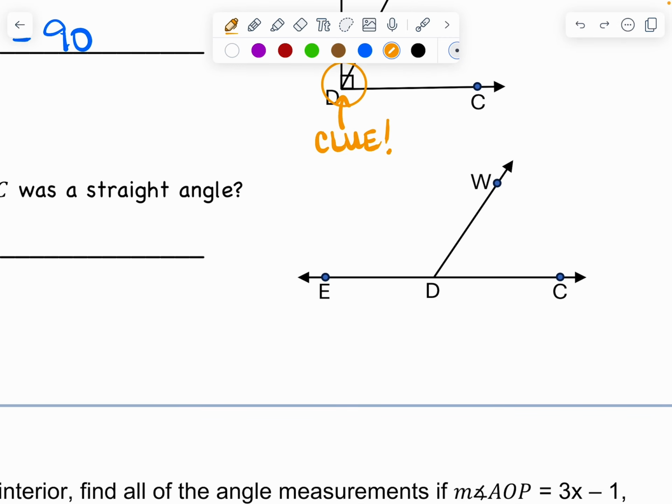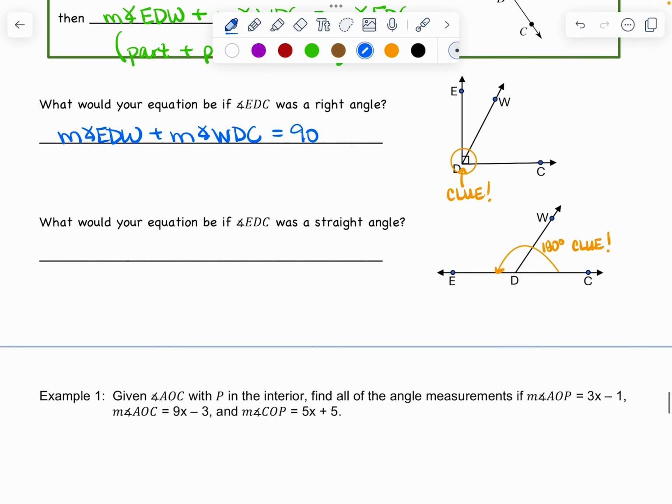This is a very special angle because it is a straight angle, right? Therefore, it has to add up to 180 degrees. That is something you have to notice: oh, all straight angles are exactly 180. So once again, I can write that same beginning equation, that the measure of EDW plus the measure of angle WDC, but now I know it has to equal 180. Nobody needs to tell me that because it's a clue I need to pick up on in my picture. Okay? All right.